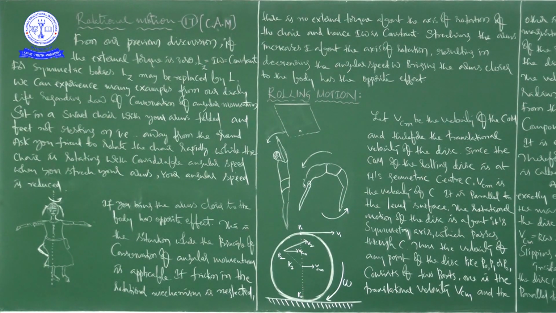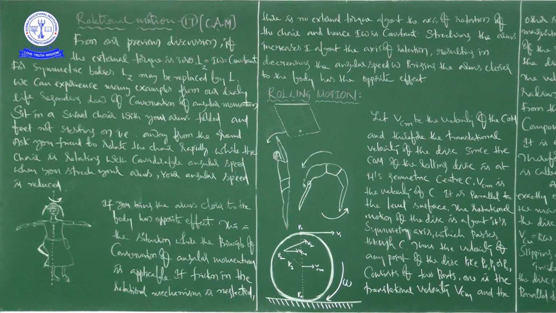Next, we can experience many examples from our daily life regarding the law of conservation of angular momentum. Now we are taking one example to discuss it. What is the example? A girl is sitting in a chair that is able to rotate. In barber shops you can see such chairs. You need not rotate, but the chair will rotate.